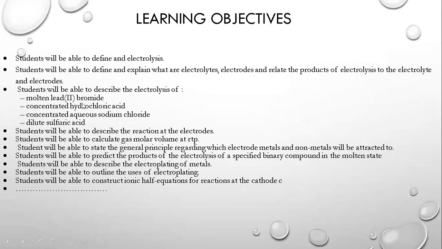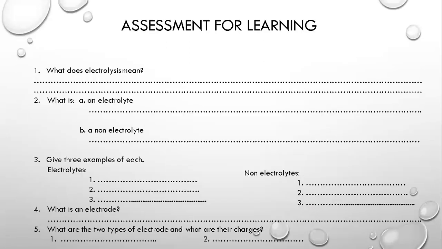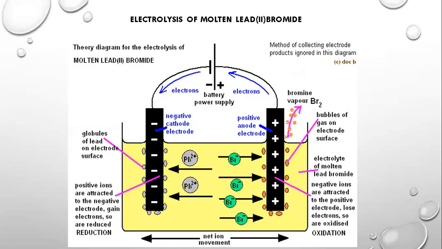Today, we will be discussing objective number 3: electrolysis of lead bromide, electrolysis of lead(II) bromide, electrolysis of concentrated hydrochloric acid, and electrolysis of aqueous sodium chloride if time permits. So without any further delay, let's go straight to the electrolysis of molten lead bromide.